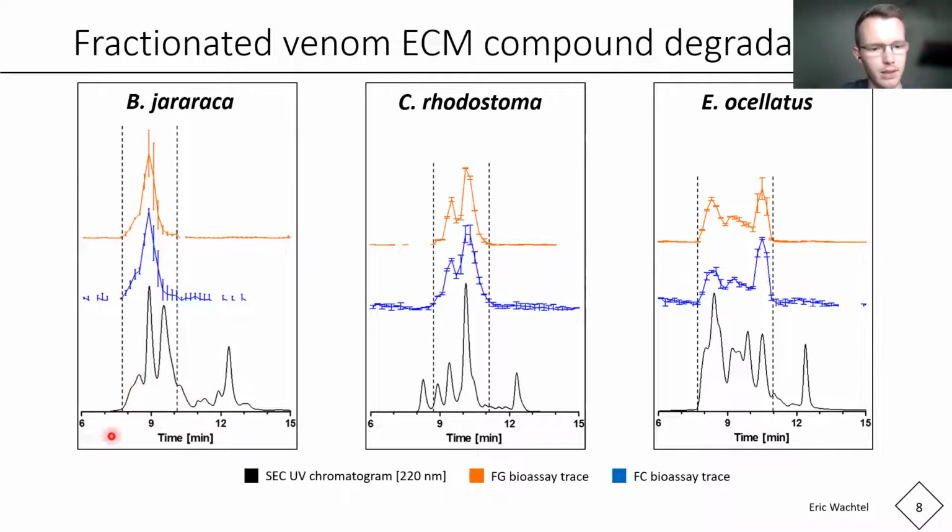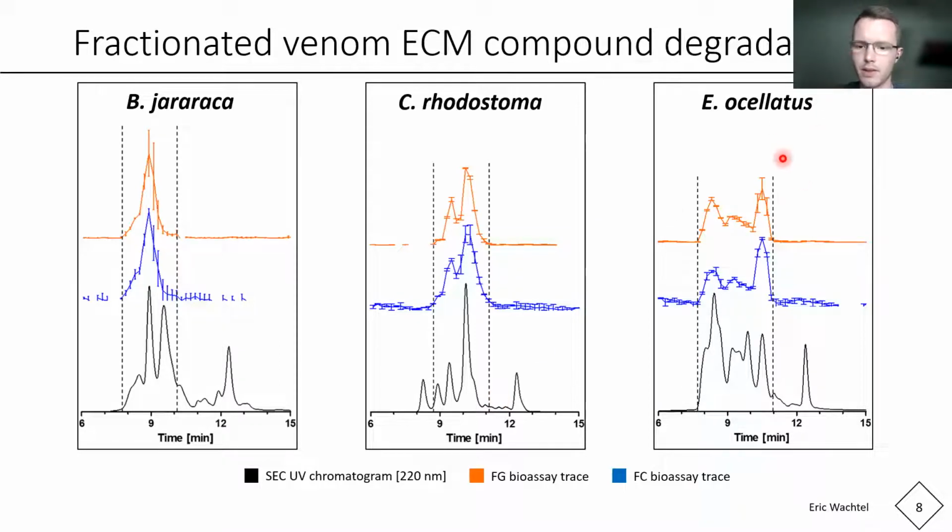And the active fractions elute between about 7 to 10 minutes, while for cholecystomas they elute a bit later, between 8.75 till about 11 minutes. But also here we have two nice peaks in our bioassay traces, which also correlate with these two nice peaks here in our size exclusion chromatogram.